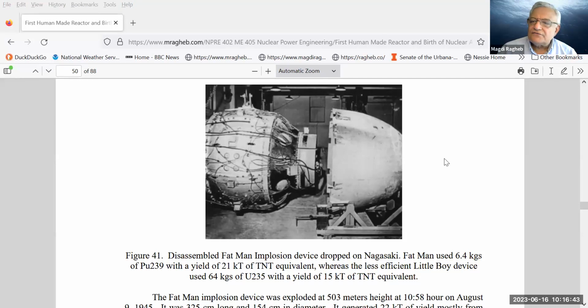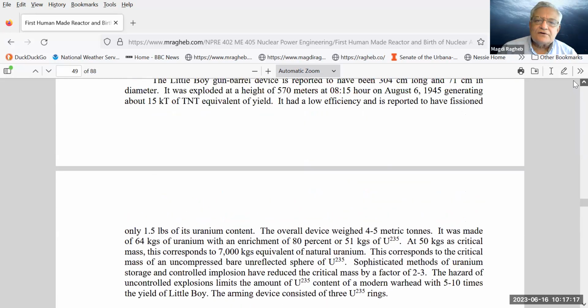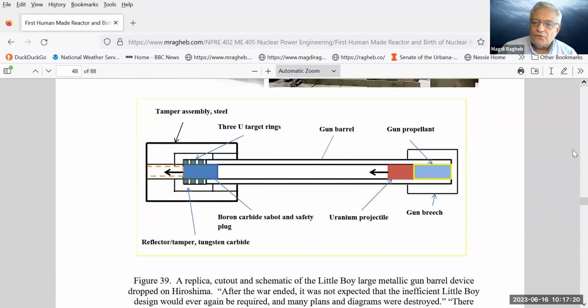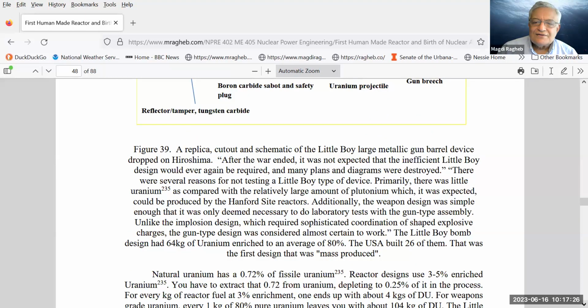This is an actual picture of the device that was used on Nagasaki. It used the implosion process on the plutonium device, and they gave it a code name. They called it Fat Man, but it shows here that an implosion process was used. That device generated 21 kiloton of TNT equivalent, thousands of tons. And the Little Boy device, the one that was used on Hiroshima, the gun barrel concept shown earlier, generated only 15 kiloton of energy. So its efficiency was lower in that case.